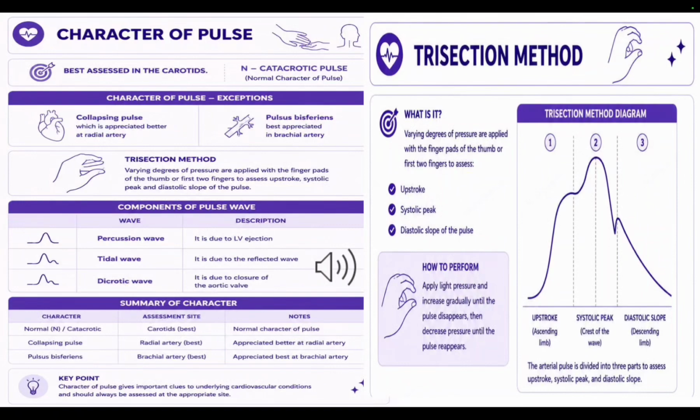Now we are entering advanced clinical territory, character of the pulse. To truly appreciate the character, we use what is called the trisection method. This means you apply varying degrees of light pressure with your finger pads to divide the arterial pulse wave into three distinct components: the upstroke or the ascending limb, the systolic peak or the crest, and the diastolic slope or the descending limb.